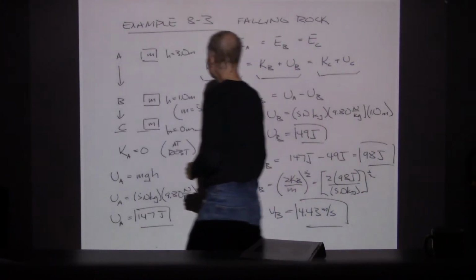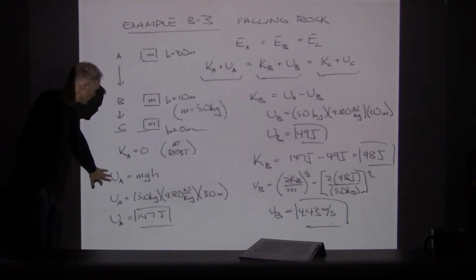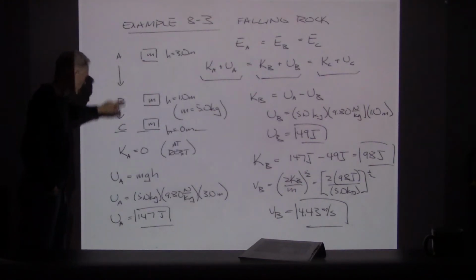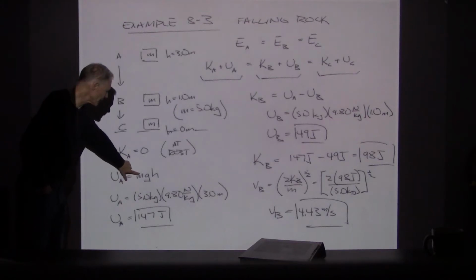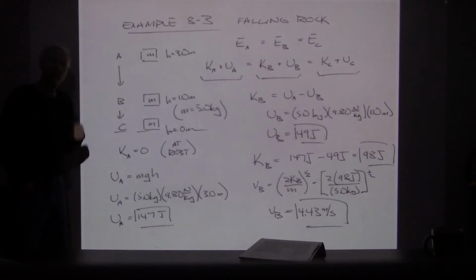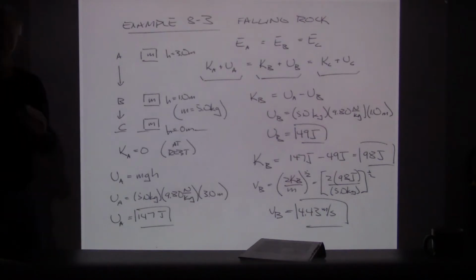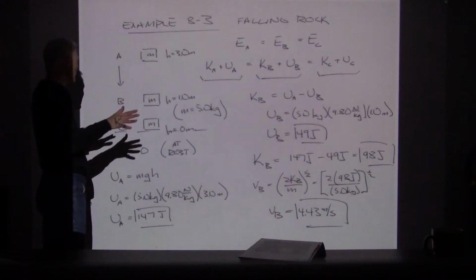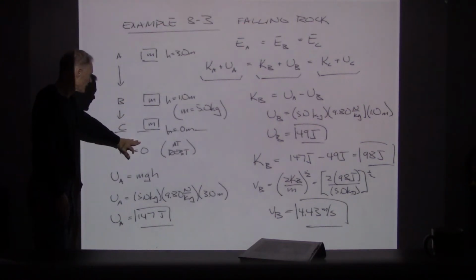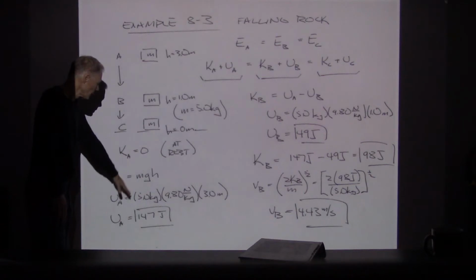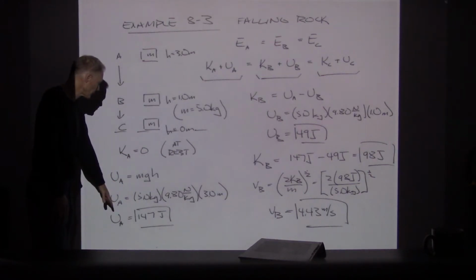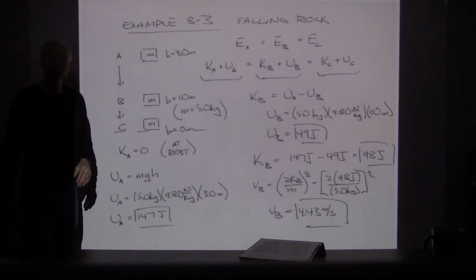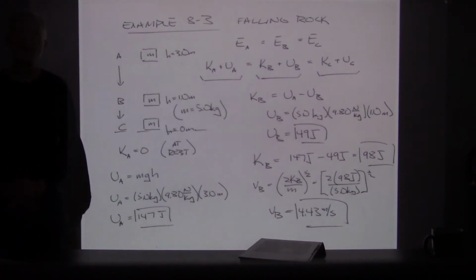So let's see how much energy we do start with. I started with potential energy at point A. Now at point A, the potential energy given by mgh works out to be 147 joules. So that's how much potential energy we're going to start with. When we start off at point A, there is no kinetic energy, because it's at rest, so a total of 147 joules. That's the energy we have to work with.